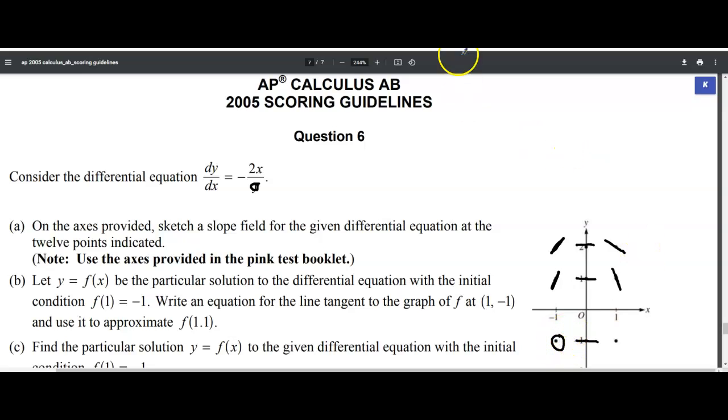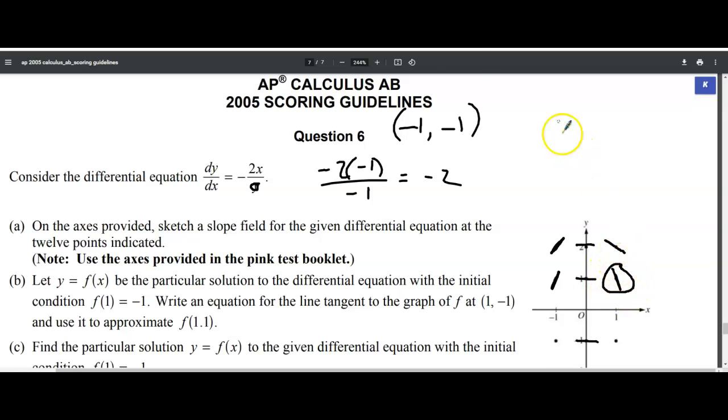This point, we have -1 for the x and -1 for the y. So plugging that in, we end up with -2. So it's going to look like this one. I've already sketched a -2 slope over here. So it's just going to be the same. It's just down here now. So that's going to look like a steep line going in that direction. And this one will be opposite, as we said, because of the symmetry. And there's our graph. All right.